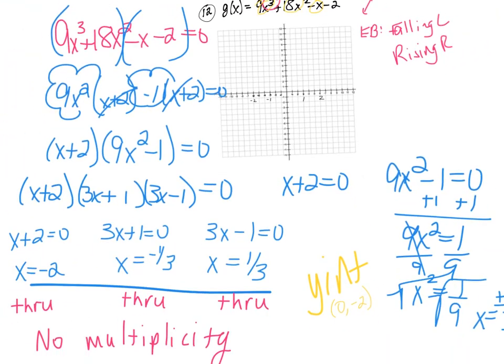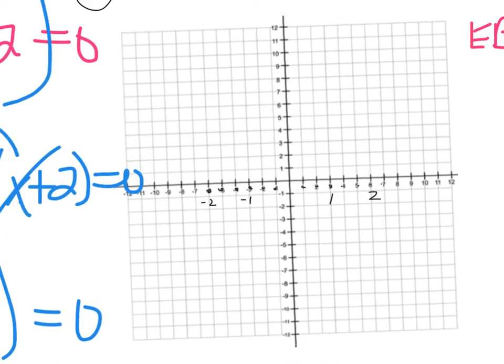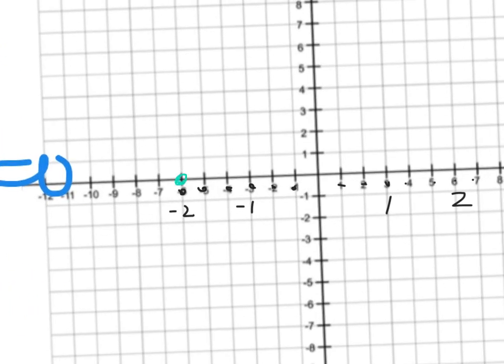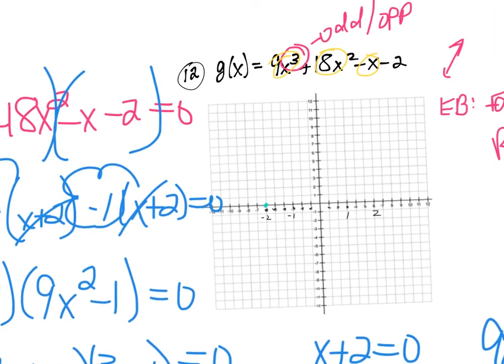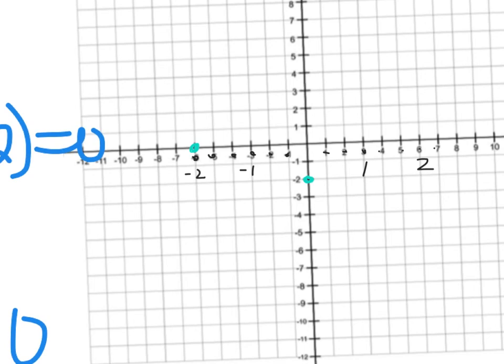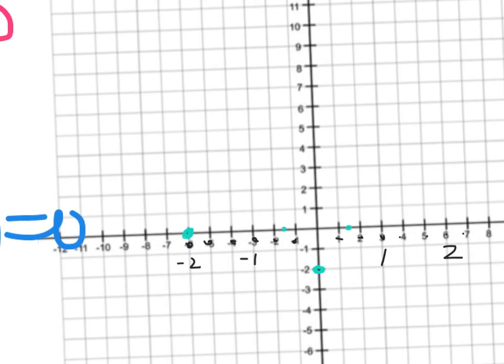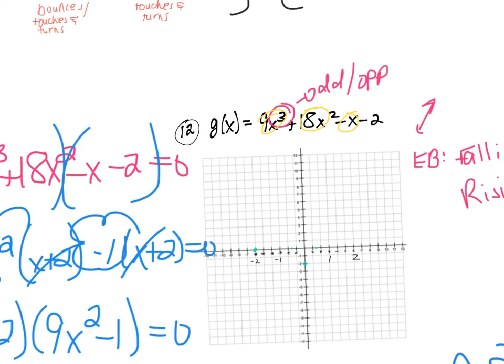So where do I put my points? At -2. Where else? -2 on the y-intercept, so -2 on the y. Where else? Then -1/3, and +1/3. So I'll say it's like here-ish. I'm just trying to space it out so you can see better. That's it. Now, what does my end behavior look like?